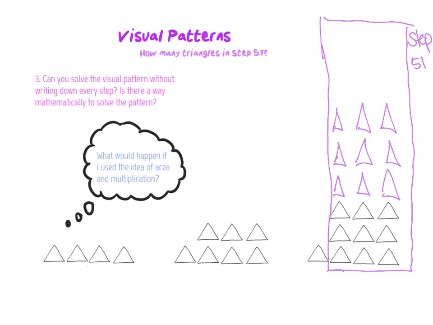So 51 rows of 3, or 51 groups of 3, I can think of that multiplication idea. So I would have 51 times 3. But then notice I still have this extra little triangle out here. So I'd have to add 1 at the end.